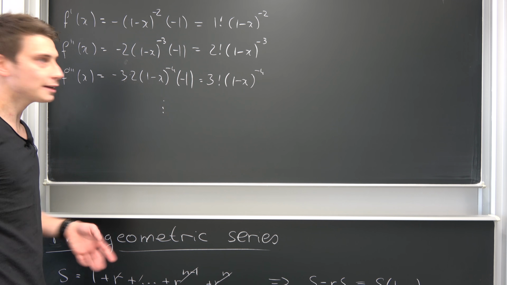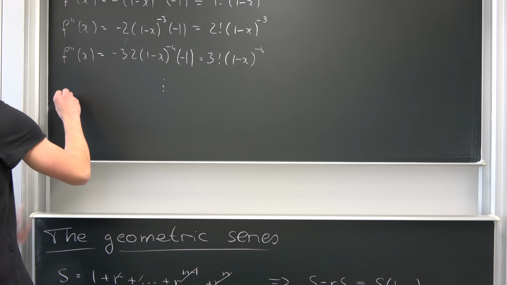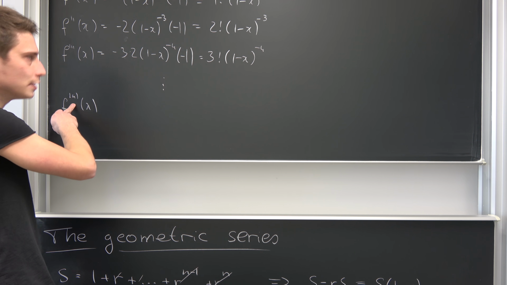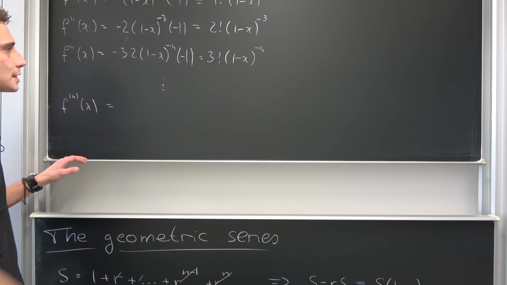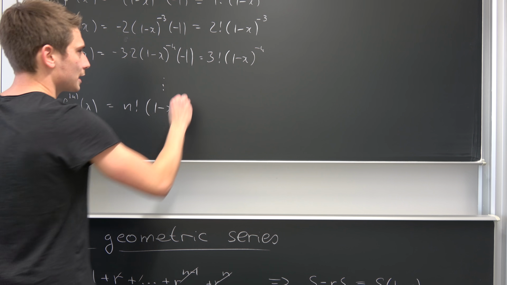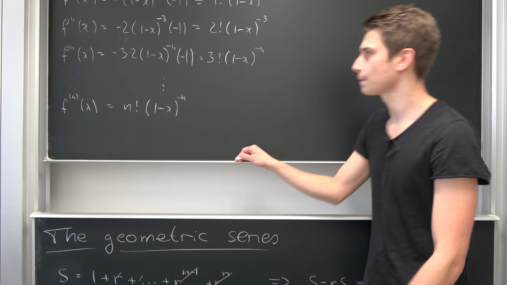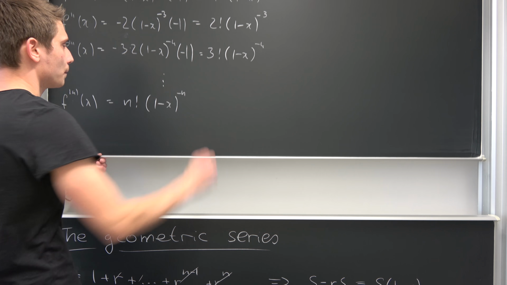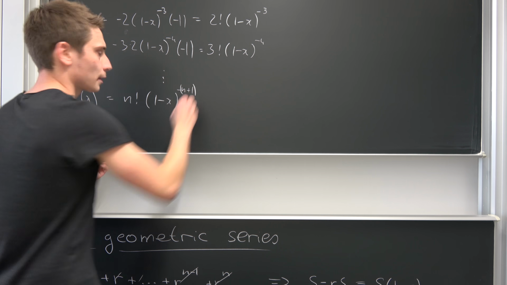And I hope you can see a pattern here. It's not going to change even for the infinite derivative. So the nth derivative of our function is nothing but n factorial times 1 minus x to the negative n plus 1th power. I'm sorry. Okay, this way.